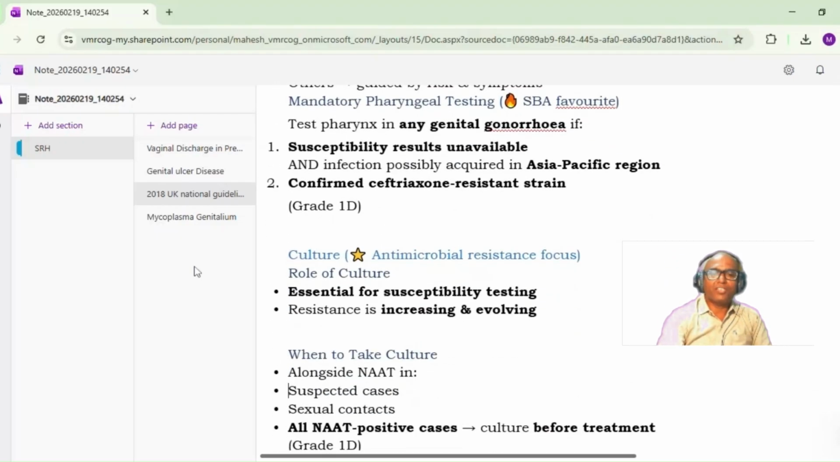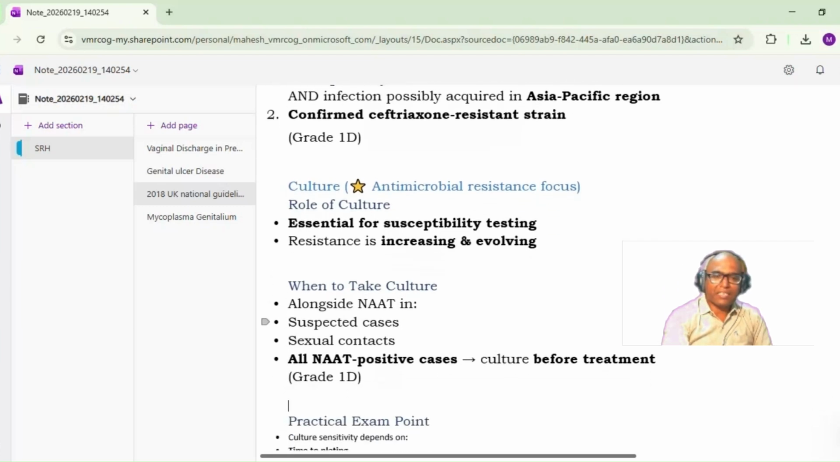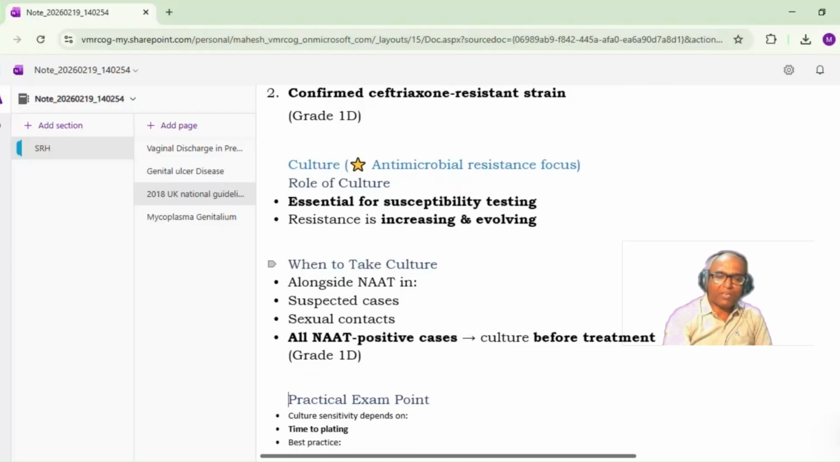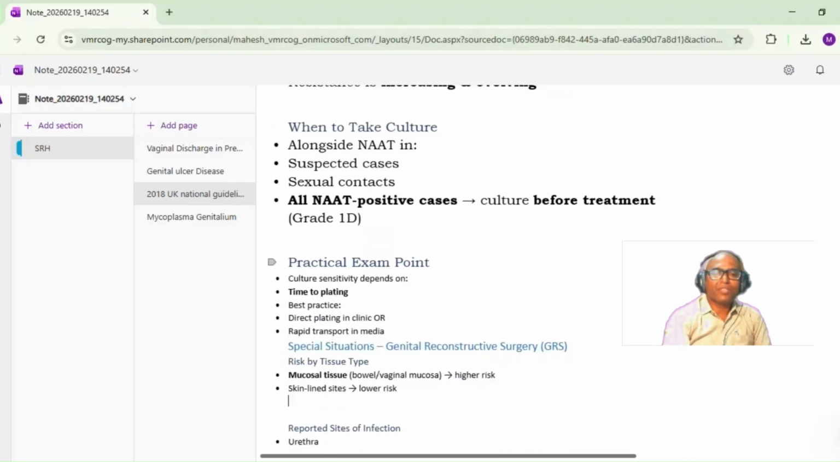So what is the role of the culture? Essential for susceptibility testing. Resistance is increasing and evolving. So when to take the culture alongside of the NAAT? In suspected cases and sexual contacts. In all positive cases, you have to send the culture before the treatment. So if there is a NAAT positive, you have to send the sample for the culture. Okay. So this is also one of the important points we have to remember.